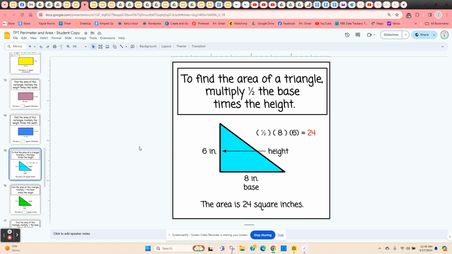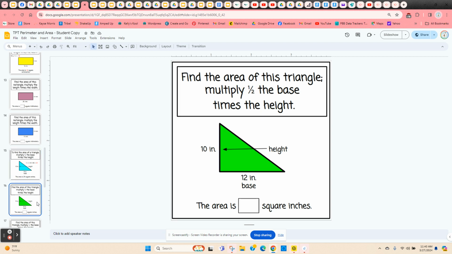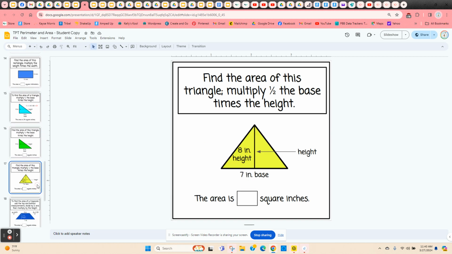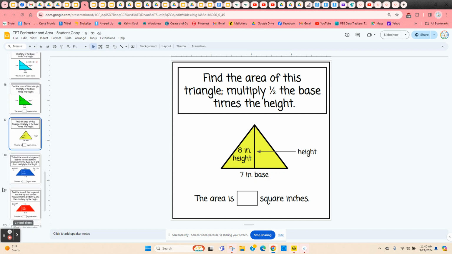And then we get into a triangle. So here they have a formula that they have to follow. 1/2 the base times the height. And you want to point out to the students that the height is a line that forms a right angle with the base. When they get to this triangle, so they can see here is the height, it forms a right angle with the base. So 1/2 the base times the height.